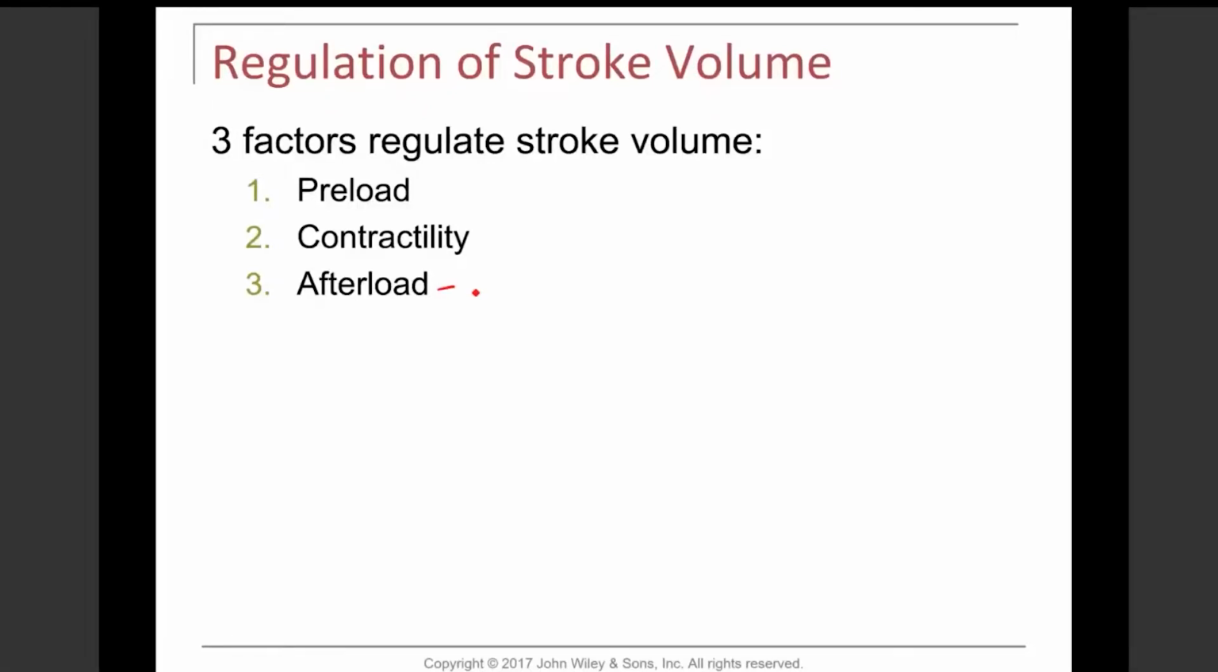So this is just how much pressure needs to be overcome, the pressure that needs to be overcome in order to eject out of the heart, right? In order to carry out ventricular ejection, right?